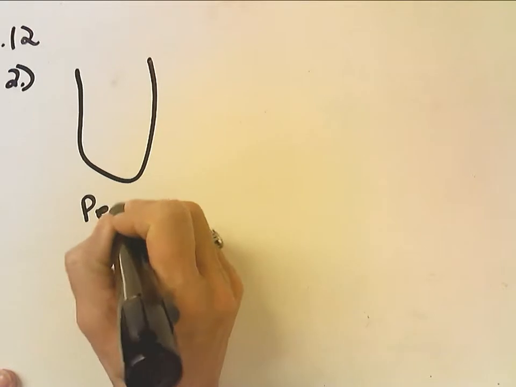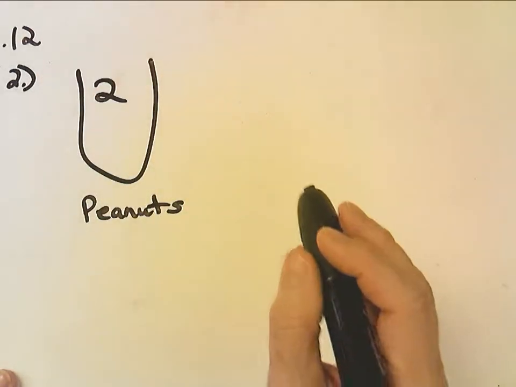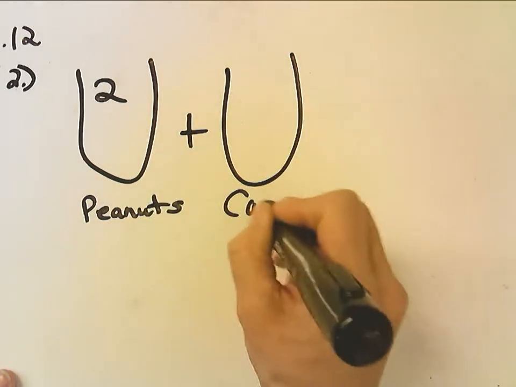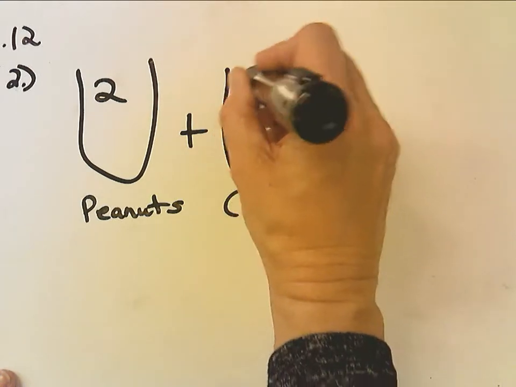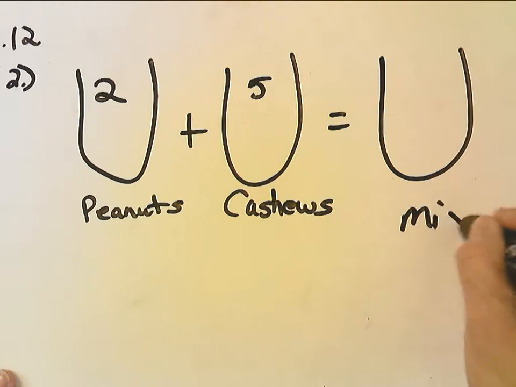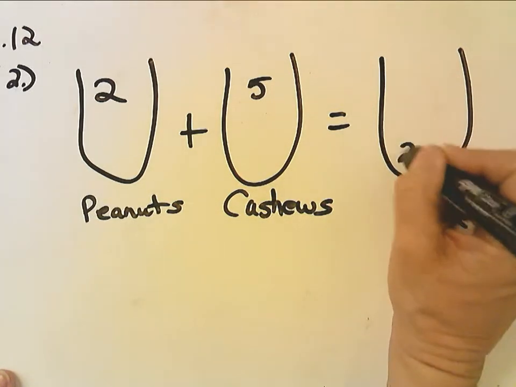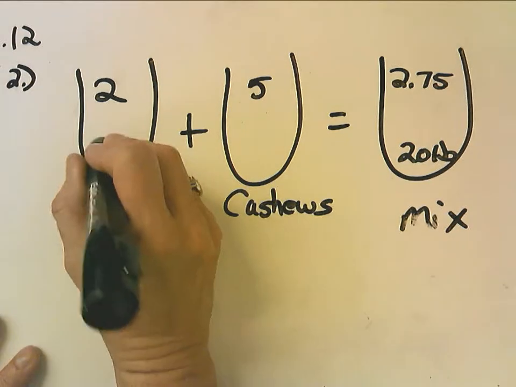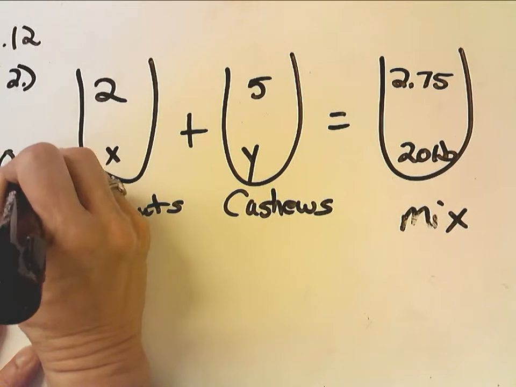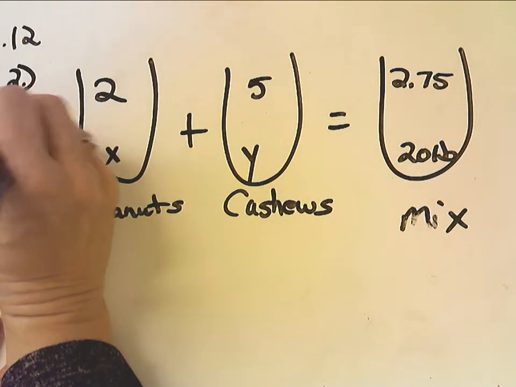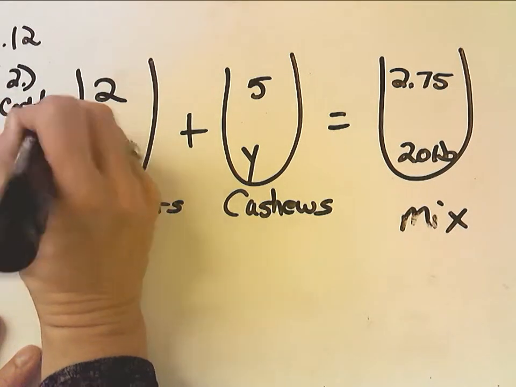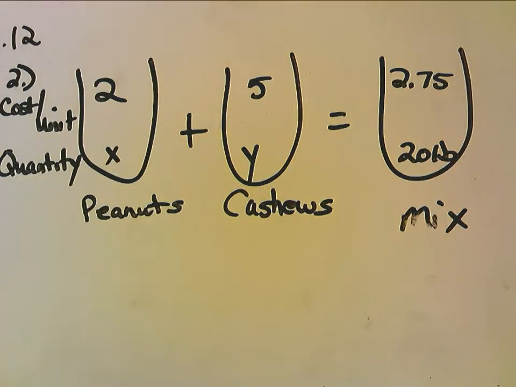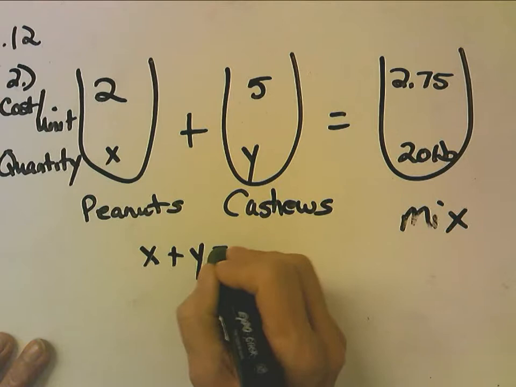So number two says peanuts are selling for $2. Cashews, so I'm mixing peanuts and cashews. Cashews are selling for $5. And I'm going to create a mixture. Your mixture is always the end one. 20 pounds, which sells for $2.75. Okay, I don't know how many peanuts, I don't know how many cashews. Remember, this is your quantity equation, this is your cost per unit up top. Okay, so my quantity equation is x plus y equals 20.